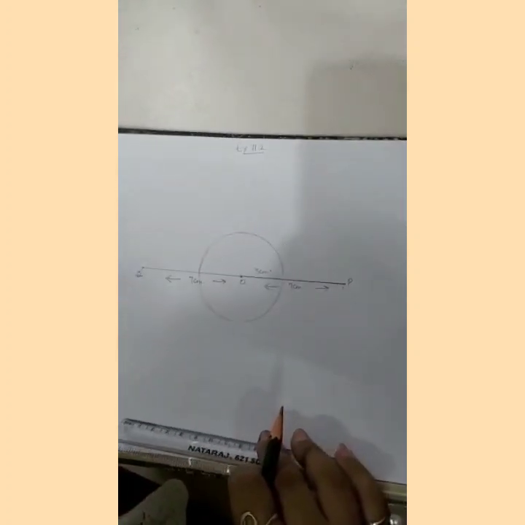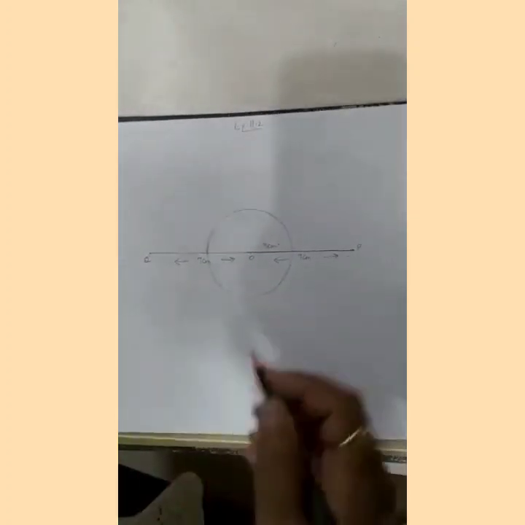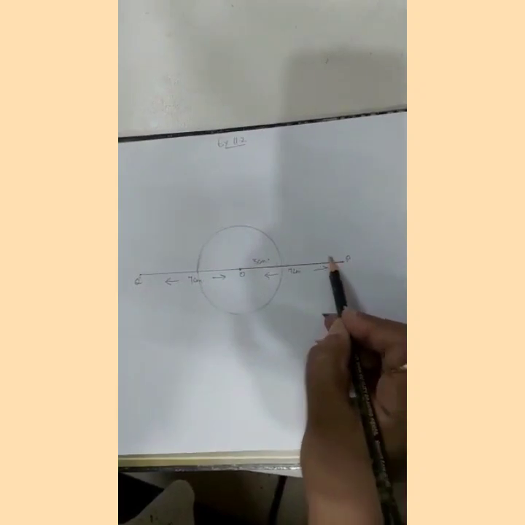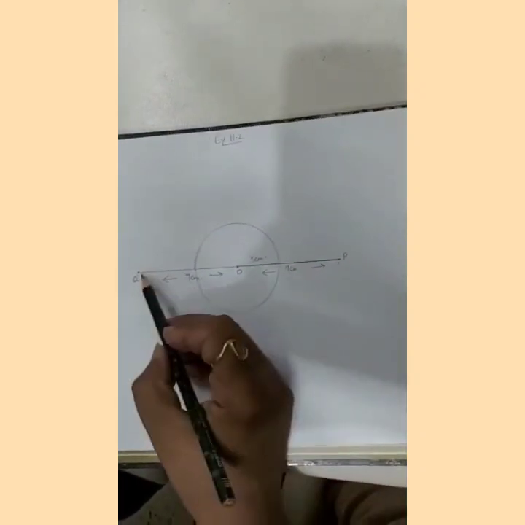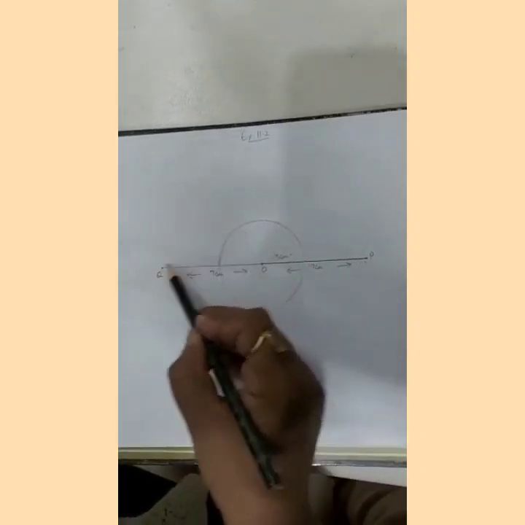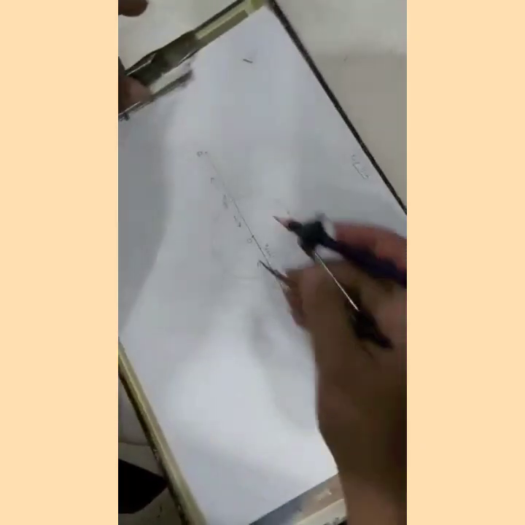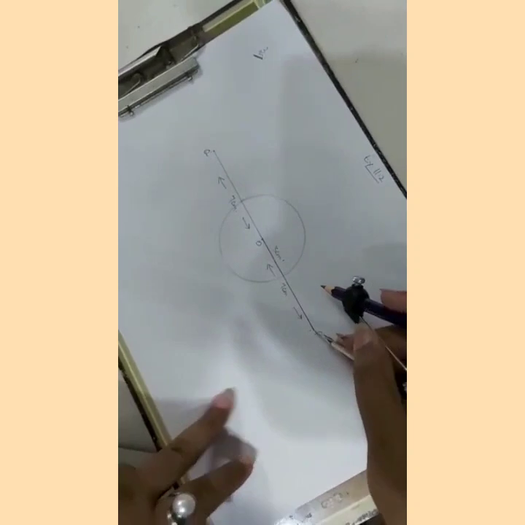Draw tangent to the circle from these points P and Q. Now from this point P we have to draw the tangents like this, and from this point Q we have to draw the tangents. Now what we will do, first we will draw the perpendicular bisector of the line OP.